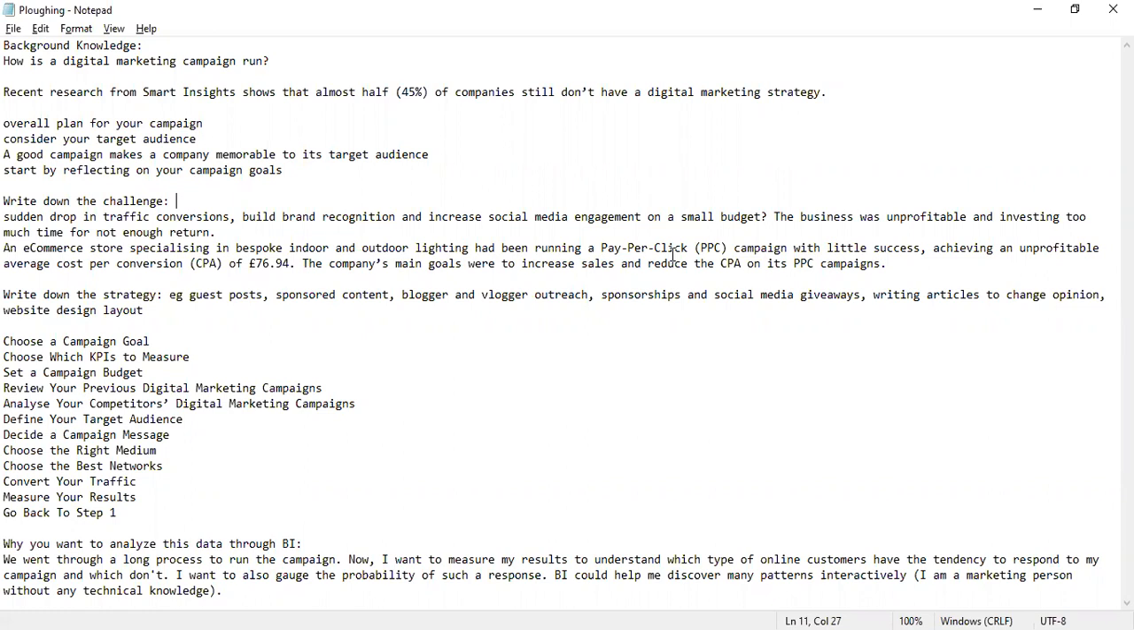That's quite a lot, right? It takes you around 80 pounds to convert one customer. That's a lot of money. So the company's main goals were to increase sales and reduce the CPA on its PPC campaign. This business is really blooming across the whole world. People are willing to hire you to run their digital marketing campaigns, and what they want from you is results.